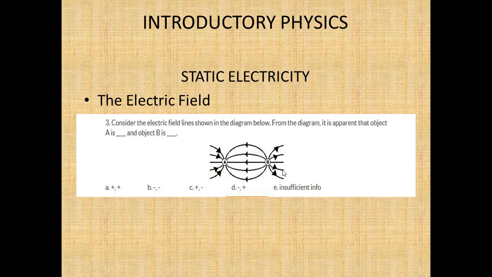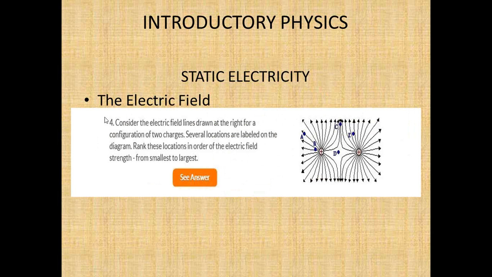The electric field lines are going away from B. So if you have a positive test charge and this is positive, it's going to be repulsive, so it's going to go away. So this is negative, that's positive, and this is something that you'll get in the exam. You have to know that lines going towards a charge is negative, going away from a charge is positive. Okay? All right, let's look at this one.